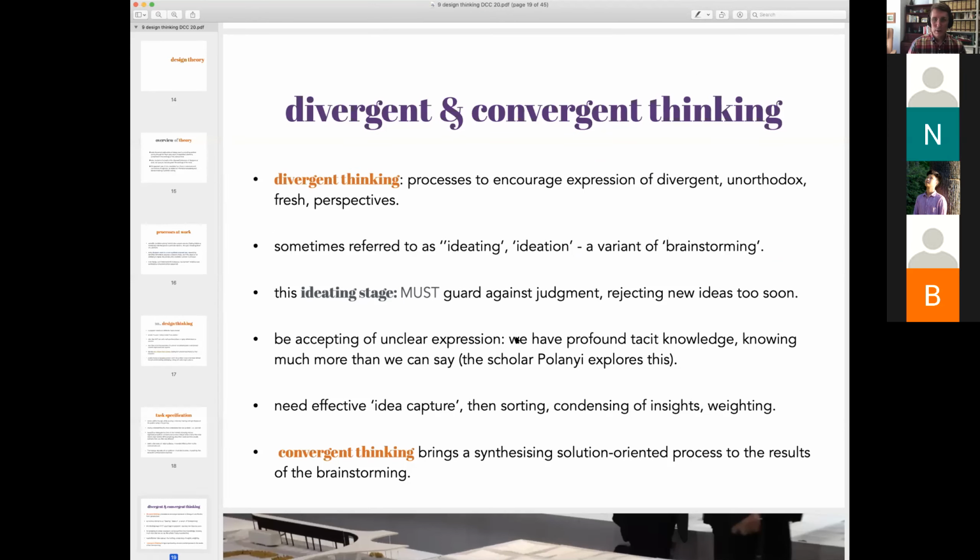Now, the key thing with design thinking, and design in general, is that there are two different ways of thinking: divergent and convergent thinking. Divergent thinking, you've often heard about as thinking outside the box, okay? Maybe you've heard of ideating, brainstorming. This is trying to get as many fresh perspectives and ideas out there, okay? This ideating stage is hugely important. And you mustn't rush to judgment. And people participating have to feel free to say whatever they want.